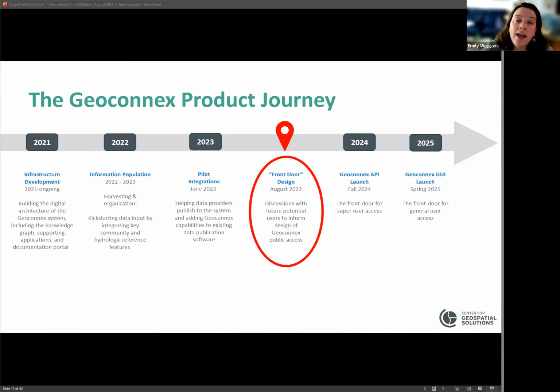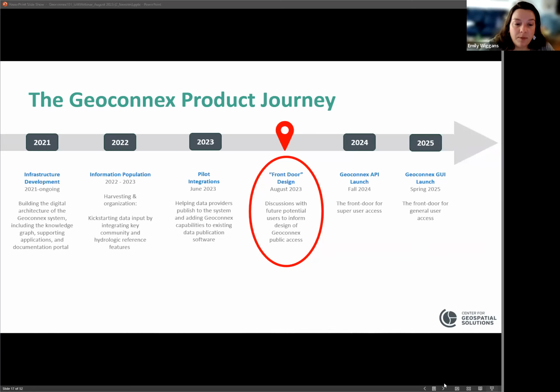We anticipate in fall 2024 an API launch, which will be more of a front door for what we're calling super user access. And then finally, in spring 2025, we anticipate a Geoconnex graphic user interface launch, or something that a merely casual user with no particular technical expertise will be able to easily interact with and use without any required technical knowledge.